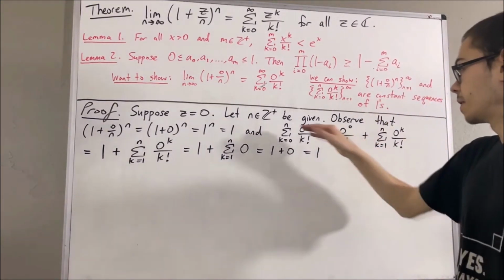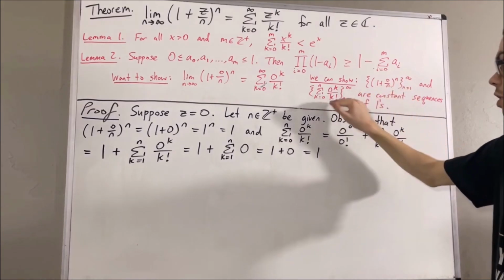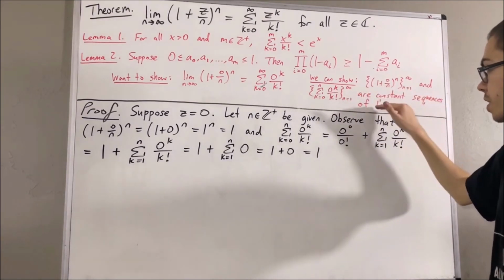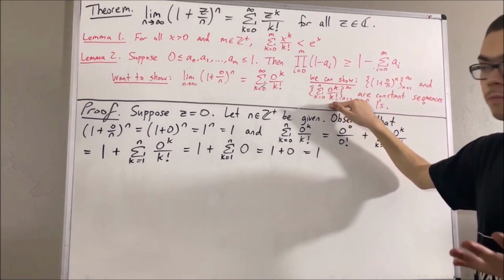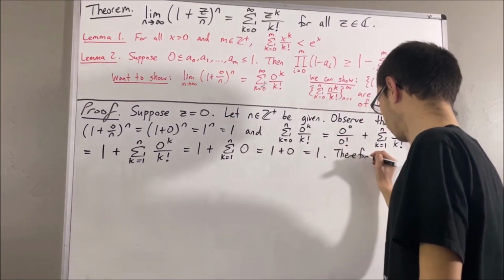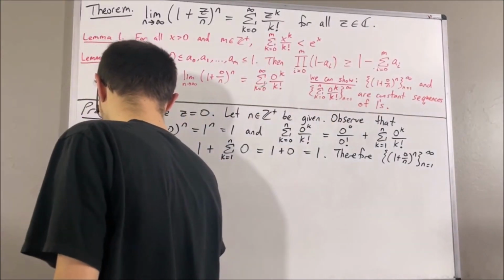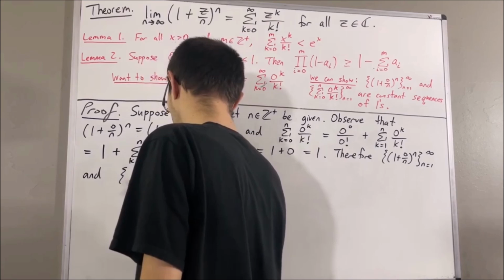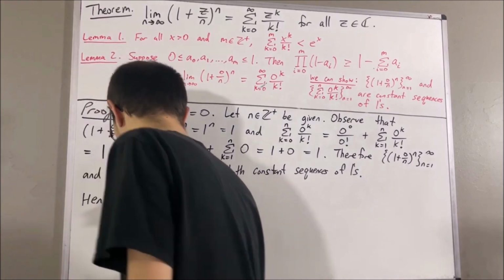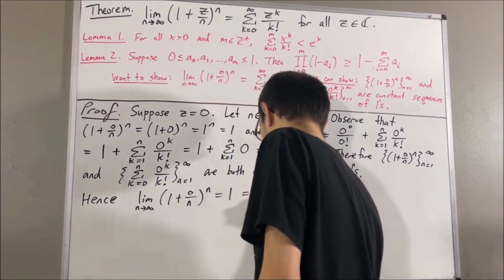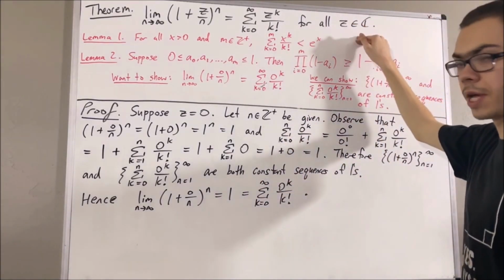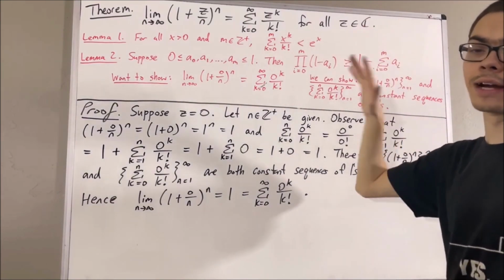So since n was arbitrary, we have shown that both of these sequences are constant sequences of ones. And because they are both constant sequences of ones, they must both converge to 1, and therefore these two limits are both equal to 1. So this covers the case where z is equal to 0. So now we are going to consider the case z is not equal to 0.